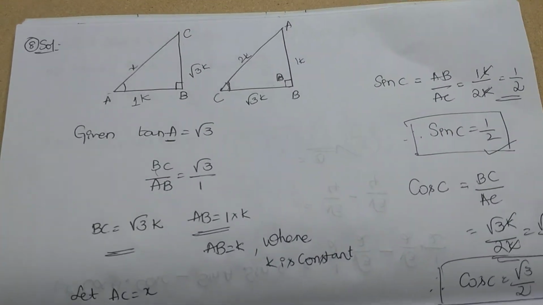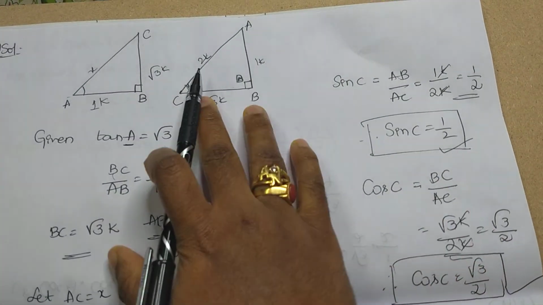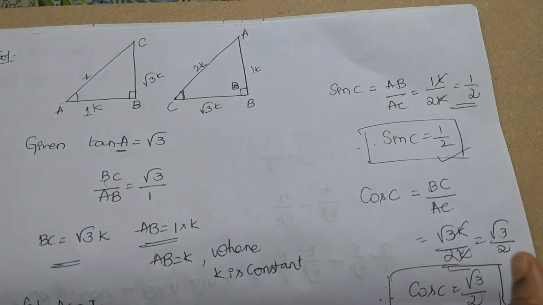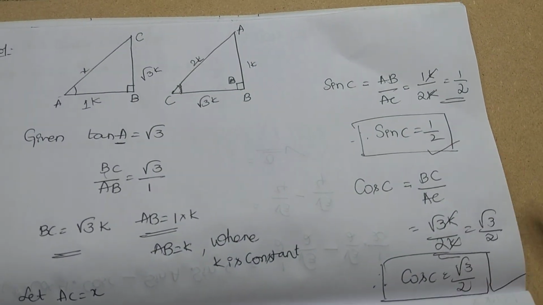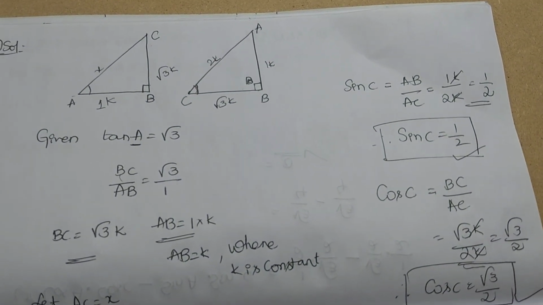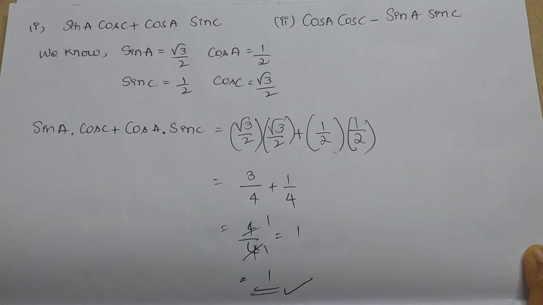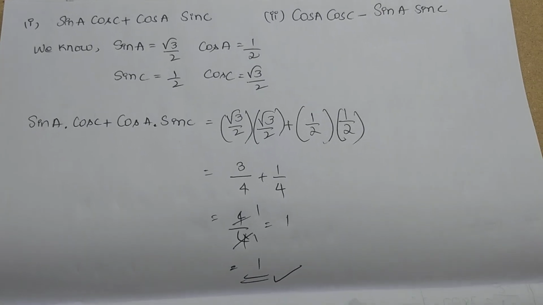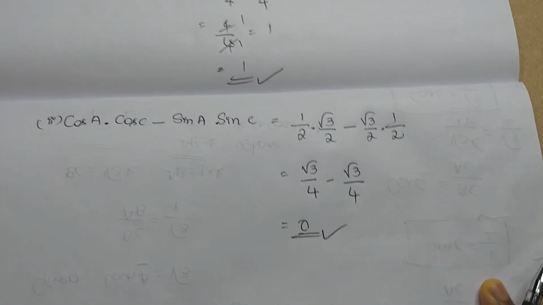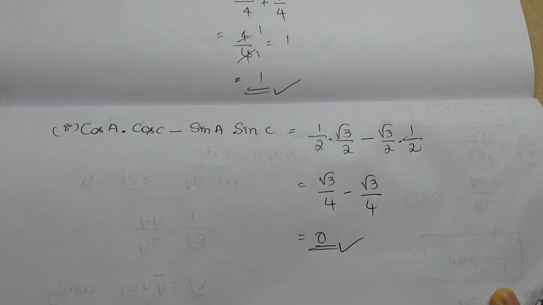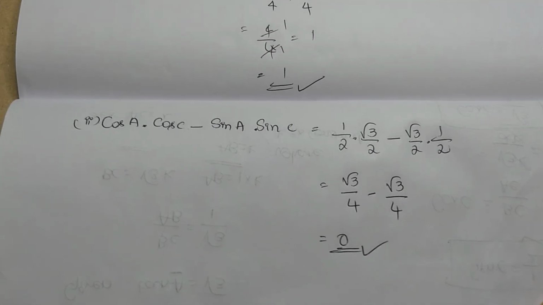Clear? So that's it. Once the diagram is clear for you, it's easy to obtain sin C and cos C. After obtaining the values, just substitute in the sub-questions and obtain the answers. So first sub-question answer is 1 and the second sub-question answer is 0. So with this, exercise 11.1 is completed.